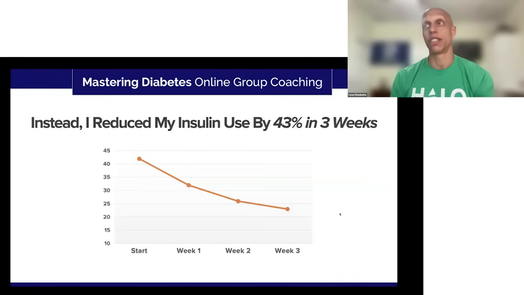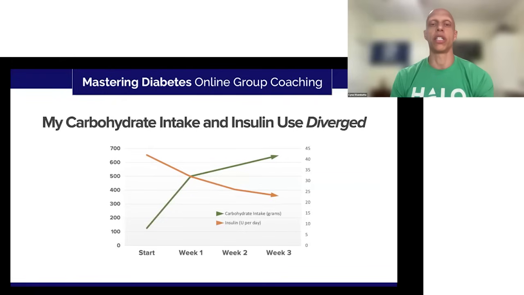But the kicker was that I wasn't just using less insulin because I was subtracting carbohydrate energy. I was using less insulin, and my carbohydrate intake had gone from about 100 grams to north of 600. So I 6x'd my carbohydrate intake. I ate 6 times the amount of carbohydrate, and my insulin use fell by 43%. So something interesting was happening here. This was exactly opposite to what the doctors had told me. It's opposite to what the textbooks had said. It's opposite to the traditional wisdom of diabetes blood glucose control. And I was like, this is fascinating.